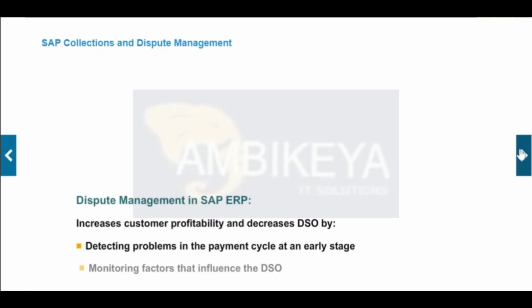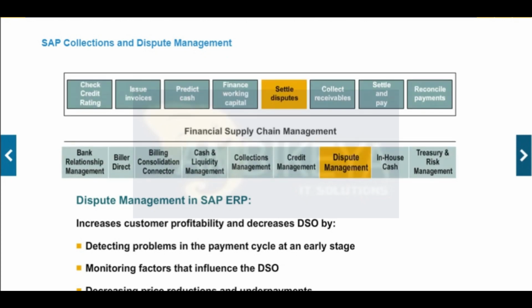The dispute management component in SAP ERP contains functions for settling dispute cases relating to receivables. It complements the logistical process chain, purchase order, delivery, invoice, payment in the stage between invoice and payment if the customer disputes anything at this stage.